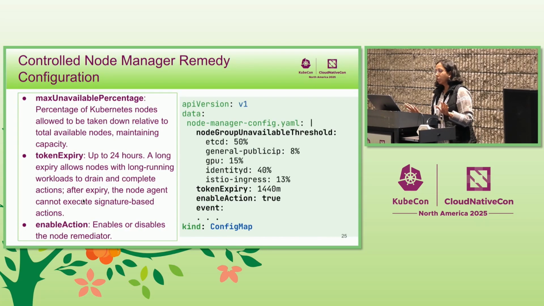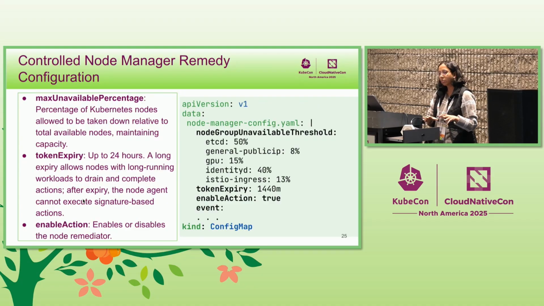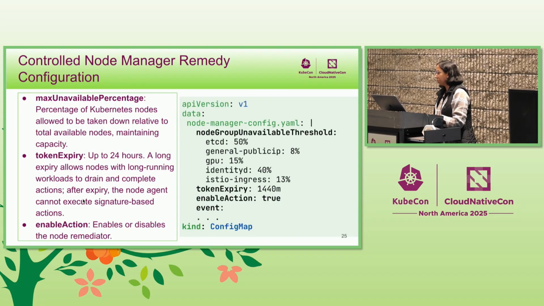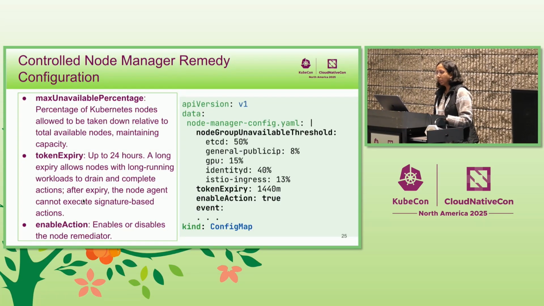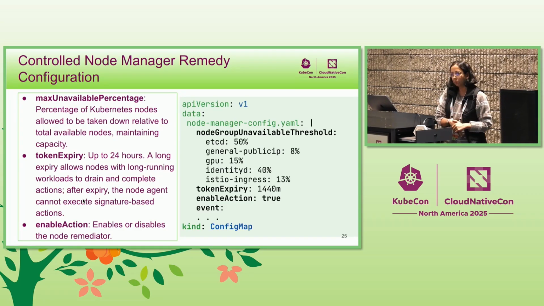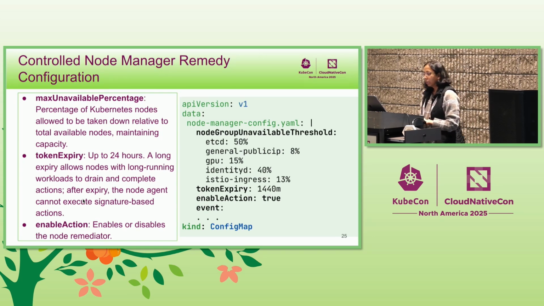So now I'm detecting the issue. I got that covered using node problem detector. How do I ensure the remedial actions happen in a controlled fashion? So as a cluster administrator, you can configure node group unavailable threshold percentage. So for example, at any point of time, I can only afford to have 15% of GPU nodes down at any given time. If it goes beyond that, it will alert us. Similarly, general public IP pool, only 8% of the nodes I can afford to have down.